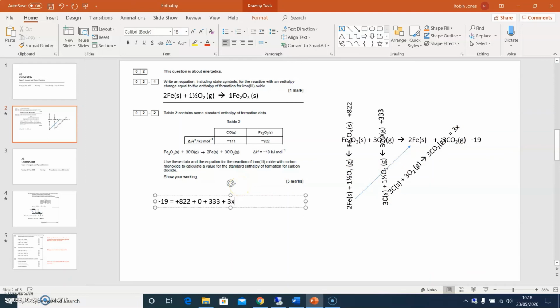And I want to try and find x. Now I've got a simple bit of maths to do. I should be okay. I've just got to find x now. Now, plus 822 on one side of the equation, if I take it across to the other, it becomes a minus. Minus 822. 0, I'm not bothered with. Plus 333 on the other side of the equation becomes minus 333 equals 3x. So I'm getting 3x on its own.